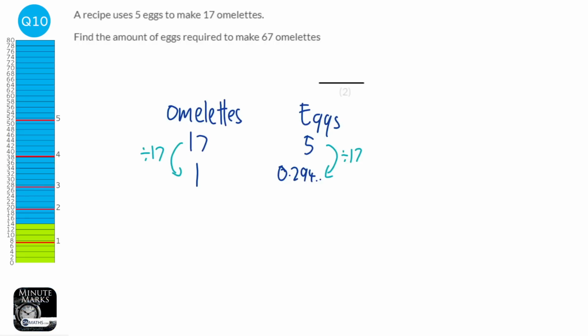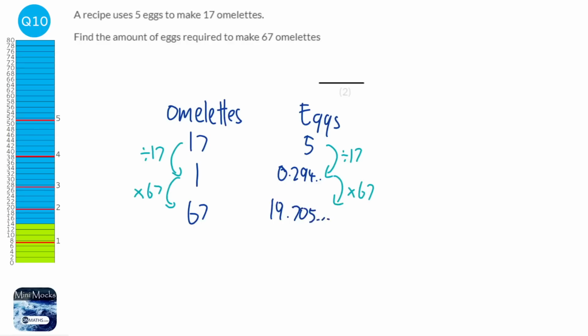Next we want to see how many for 67 omelettes. To get to 67 from 1, we times by 67. So do that to the amount of eggs. And we get 19.705 blah blah blah. Now you can't get 0.705 of an egg. We always round with eggs, and we always round upwards, because if you need 19.7, 19 won't be enough, so we need to pick 20 eggs.